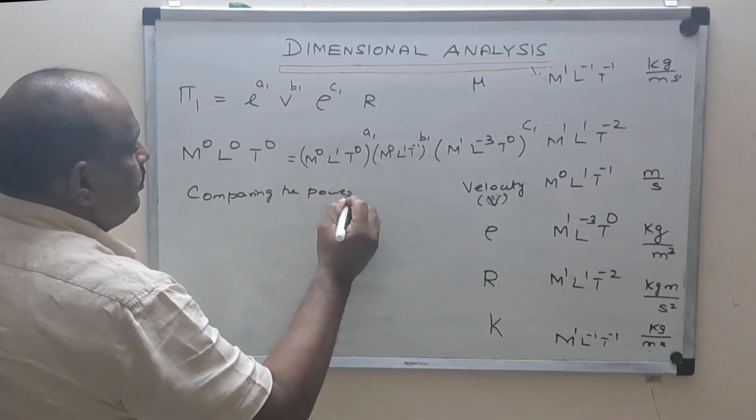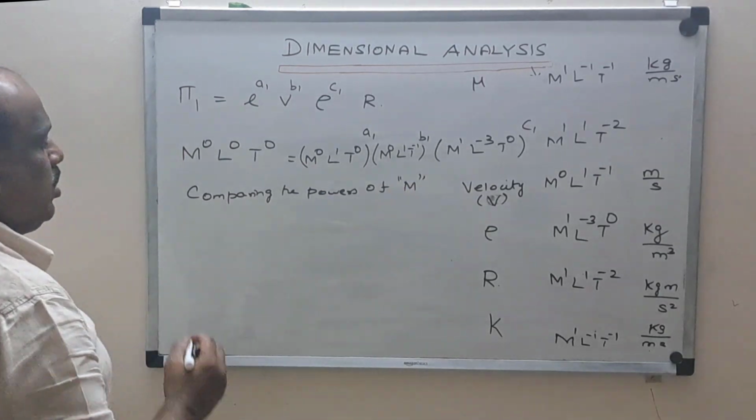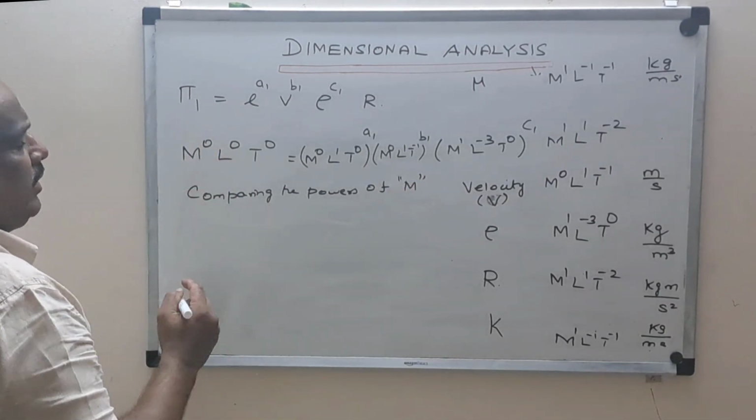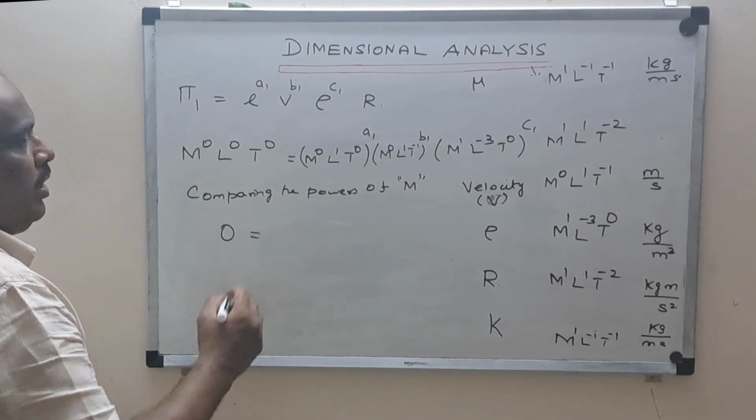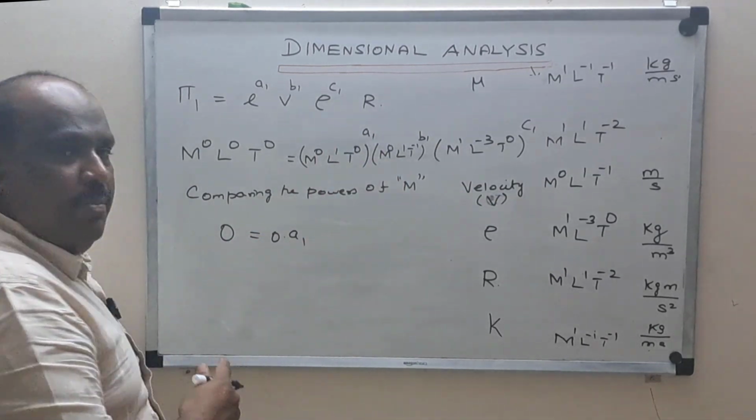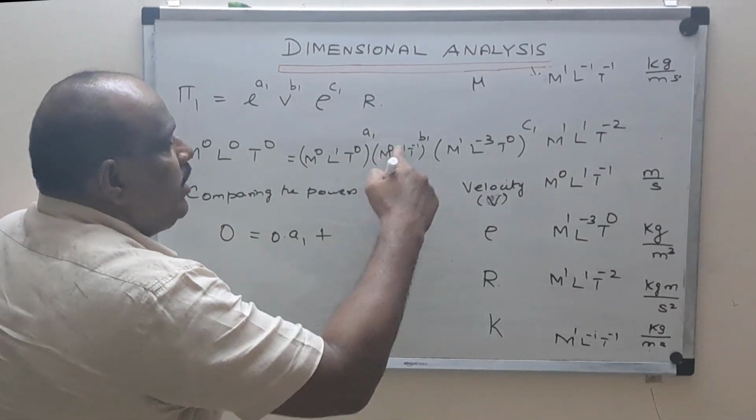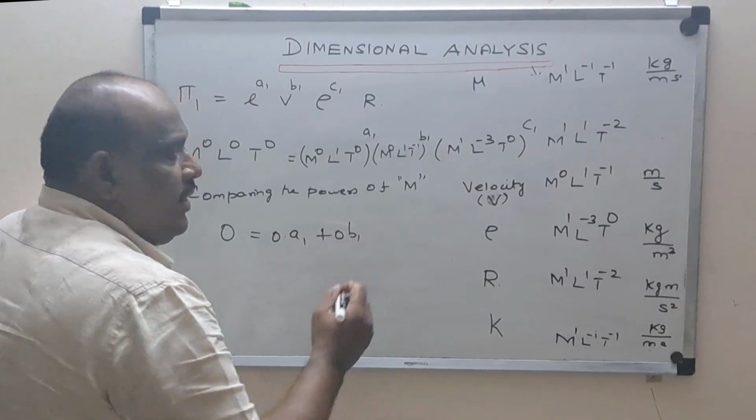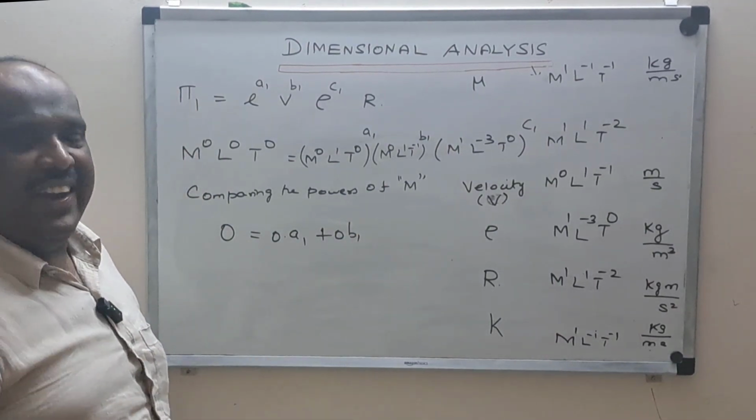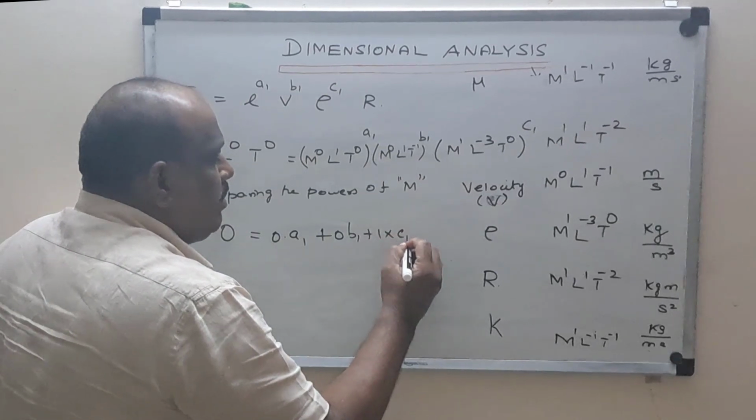So now comparing the powers of M dimension. The left hand side is what? M power, the thing is 0. So the left hand side is 0. Here it is 0 into A1, which is nothing but 0 only. Plus 0 into B1, that's also nothing. Here is 1 into C1, which is nothing but C1.